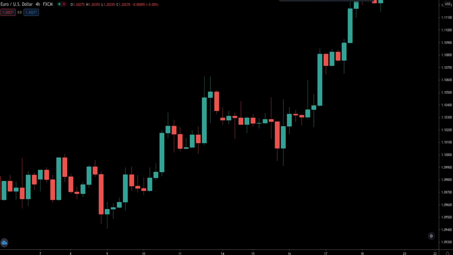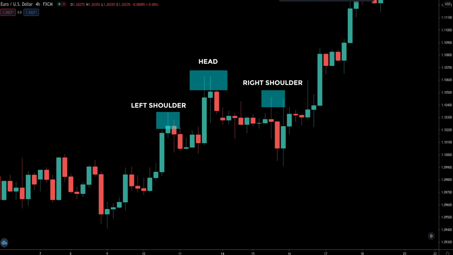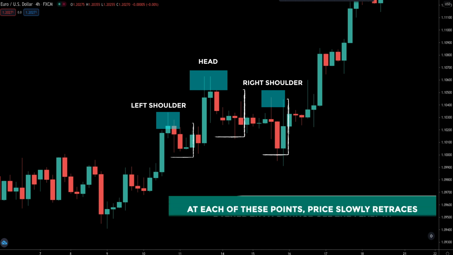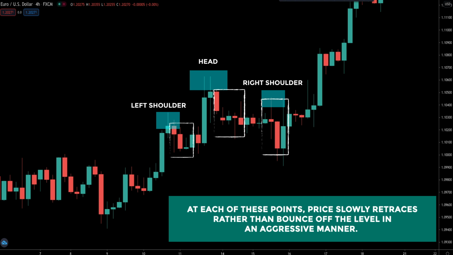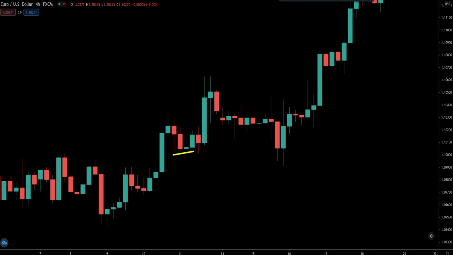So earlier I showed you this low probability head and shoulders chart pattern. Now, if you take the time to be meticulous and study the structure within this pattern, you will see that there is not much selling pressure at the left shoulder, head, or right shoulder. At each of these points, price slowly retraces rather than bounce off the level in an aggressive manner. In this case, we can also see that this head and shoulders pattern eventually fails as price does a false break of the neckline right here.